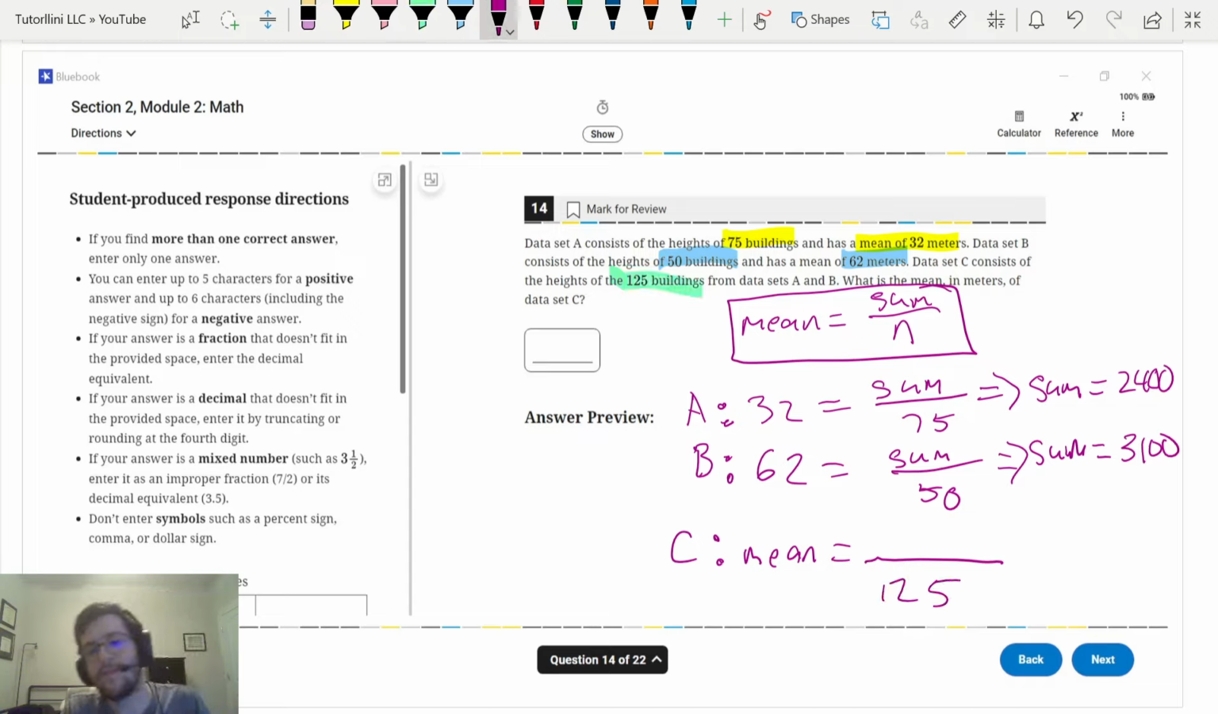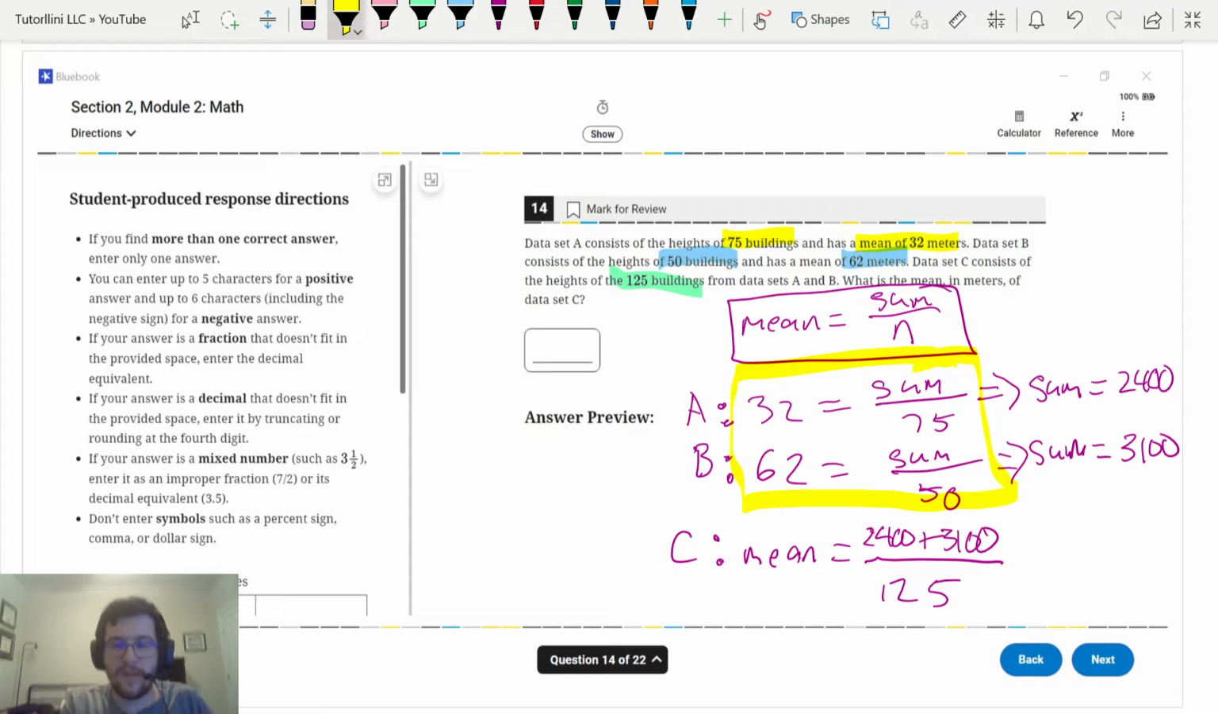And then for the combined data set, you just add the two sums from A and B, right? So you would do 2400 plus 3100. Hopefully that feels intuitive. Lots of people don't realize you can do this.